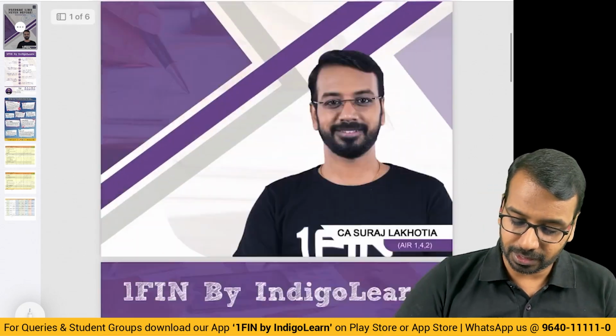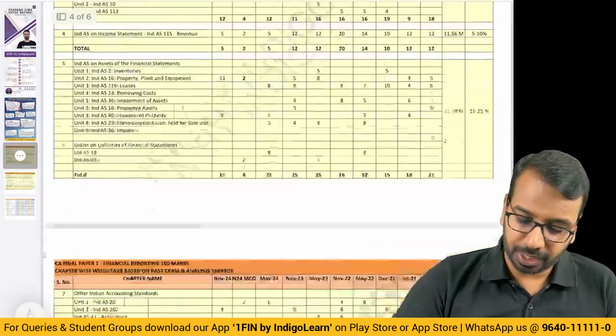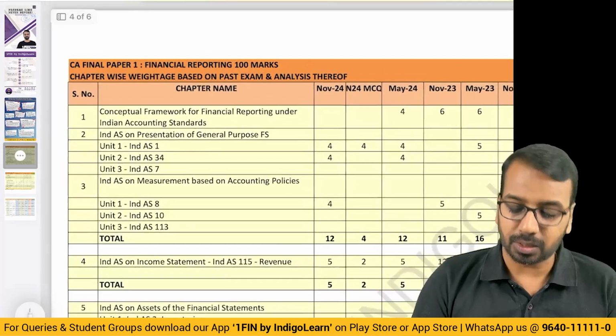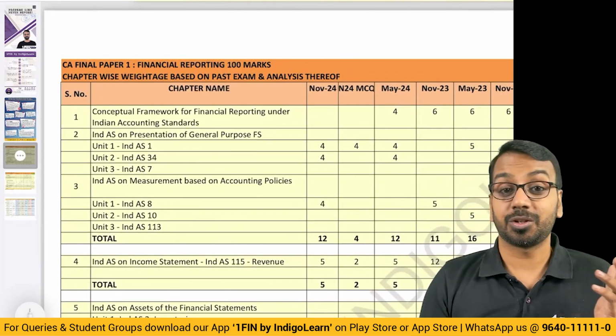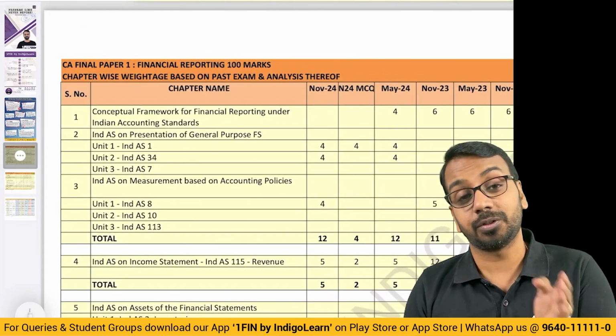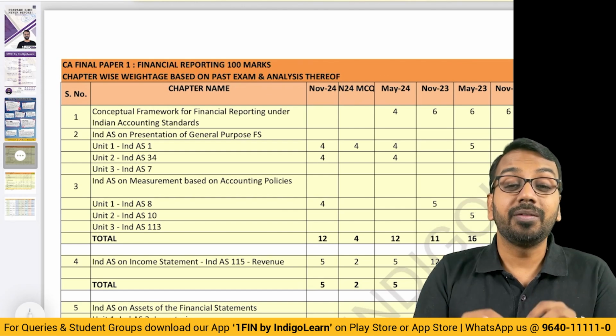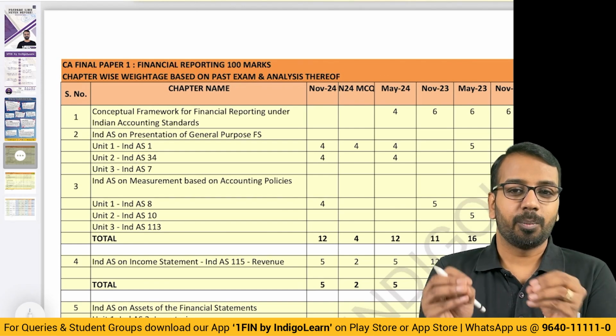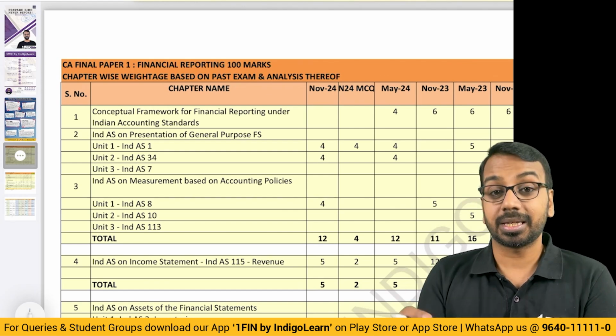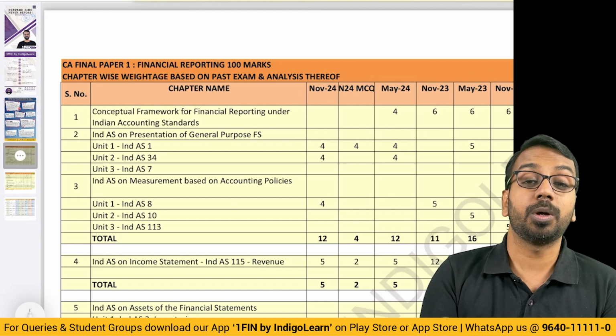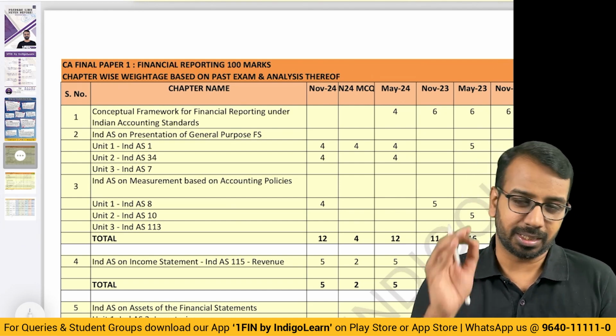Now coming to financial reporting, I am just putting out the past paper analysis. Of course, past examination pattern is not a benchmark for the future attempt, but we will get some kind of clarity by looking at this analysis as to what kind of paper or questions the institute normally sets. That is the first thing.